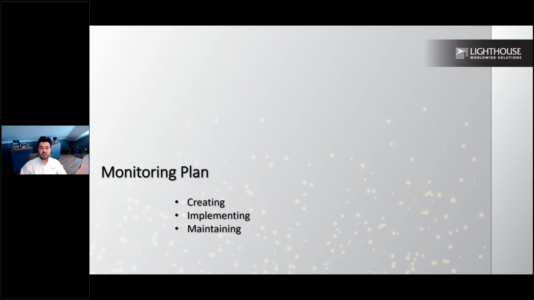So we will be starting with the monitoring plan, especially for the particle monitoring systems, and how to create, how to implement, and how to maintain these infrastructures.